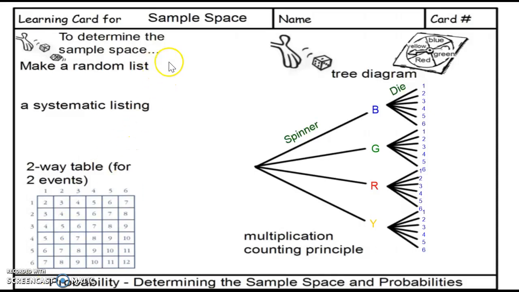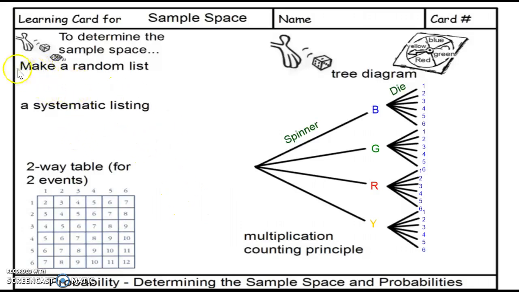All right, so this video is going to help us fill out our learning card on sample space. Now, sample space is the list of all possible outcomes. That's what a sample space is. So there's a number of different ways that you can create your sample space. And I would recommend creating your sample space so that it makes it a little bit easier to find your specific probabilities.